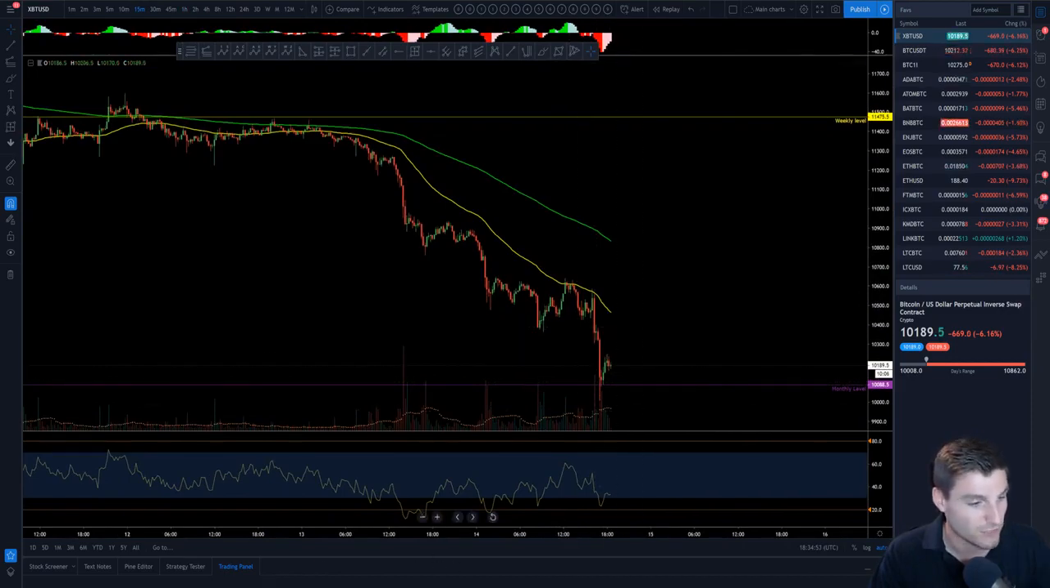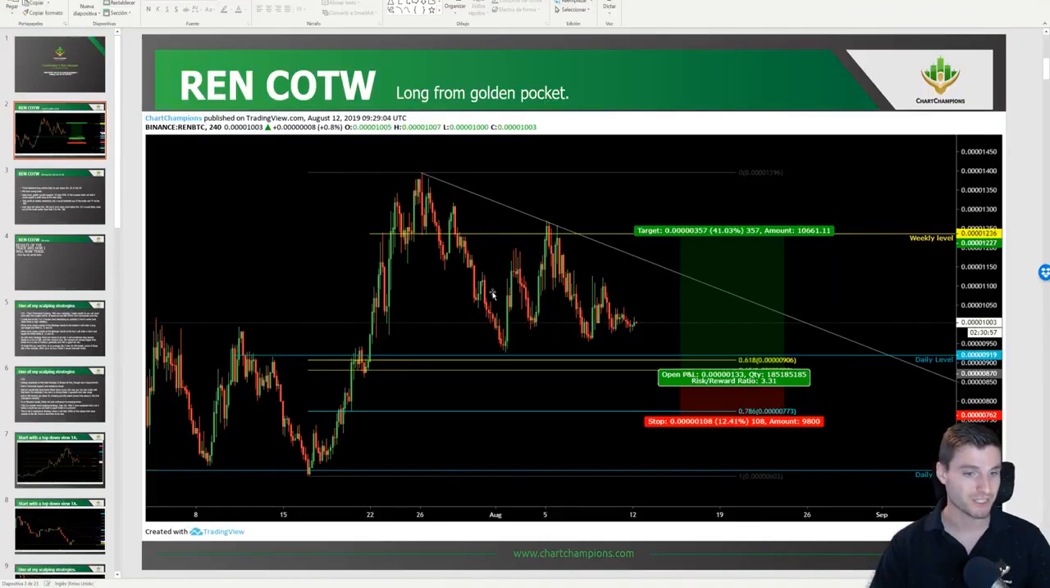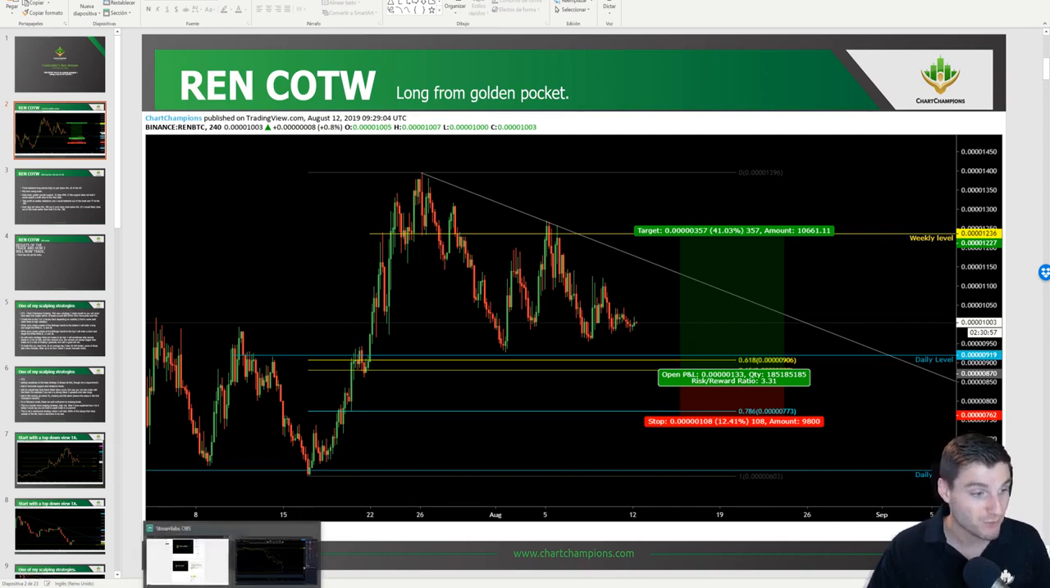But yeah, not overly confident in it anymore, to be honest. But anyway, so Ren chart of the week. Let me go through this. As you can see here, this was the setup. This was posted 2 days ago now. Since here, we have obviously dropped down through these levels, hit the daily, hit the 618 pretty exactly, which has filled 2 of my positions.